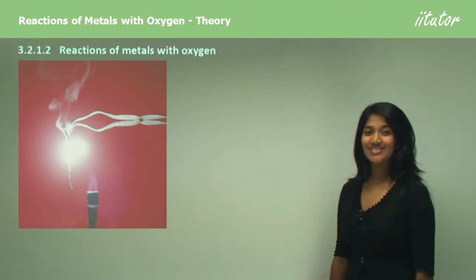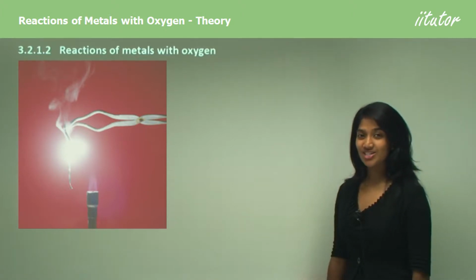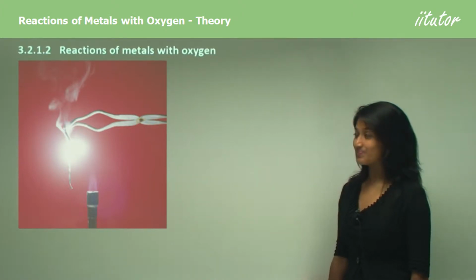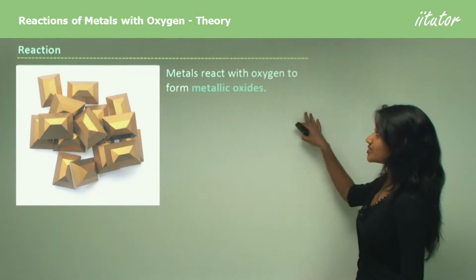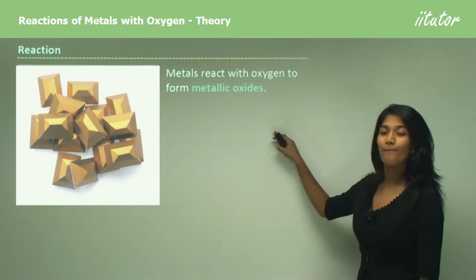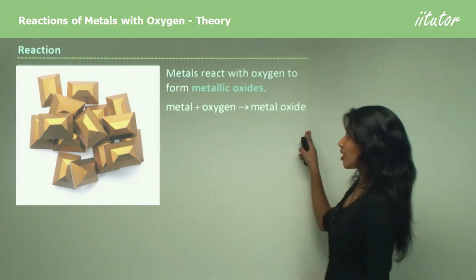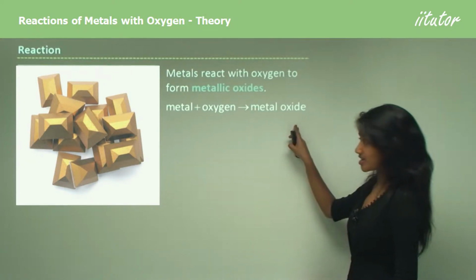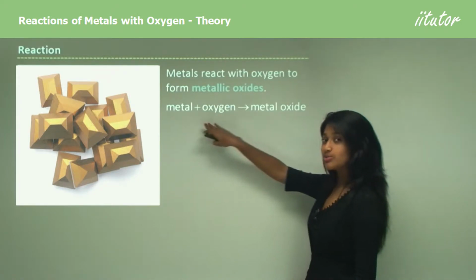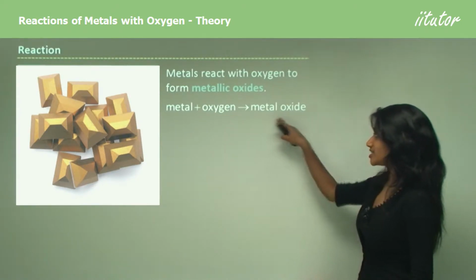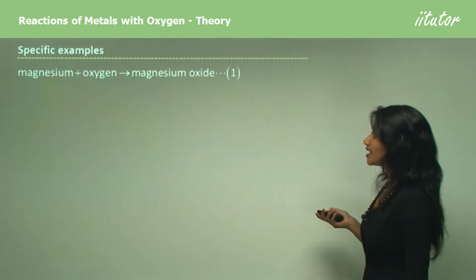Hello everyone, today we will be learning about the reactions of metals with oxygen. Now metals react with oxygen to form metal oxides. So when they react with oxygen, they would form metal oxide under this reaction. So a metal would react with the oxygen and they would form metal oxide.